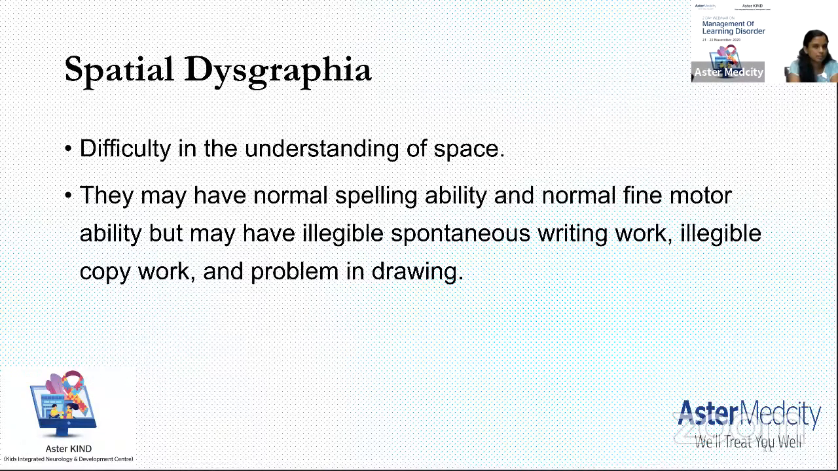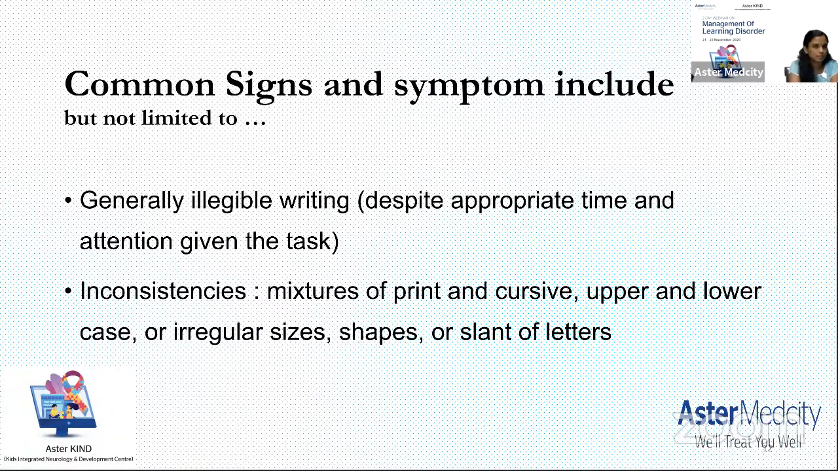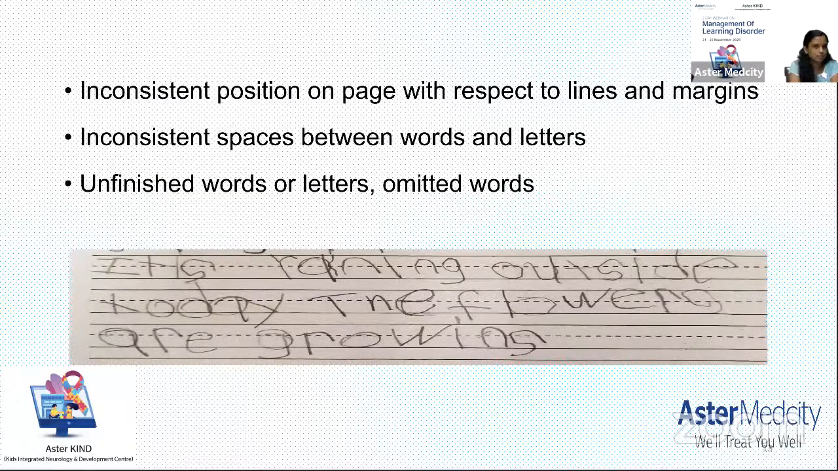And let's see the common signs and symptoms in dysgraphia. As we know, generally their written work will be illegible. And as I told earlier, there will be inconsistencies. Their written work will be a mixture of print and cursive, upper and lower cases. The size and shape of the letters will be irregular, and the slant of the letters will be irregular. Inconsistencies will be there in the spacing, that is position on the page with respect to the lines and margins, as well as the space between words and letters.